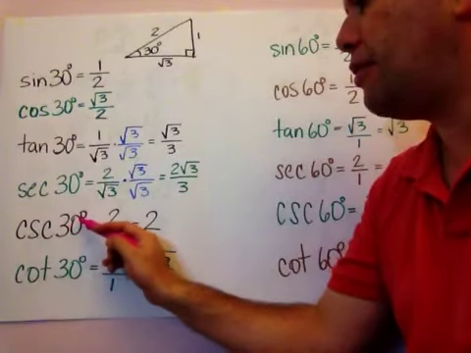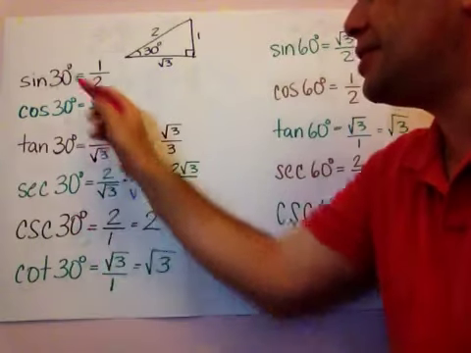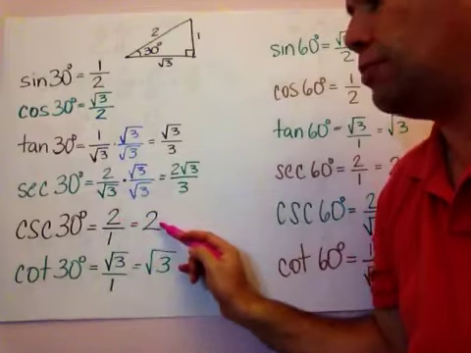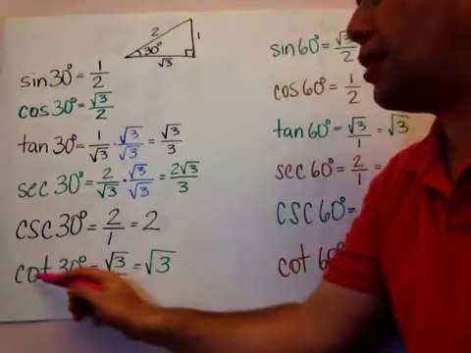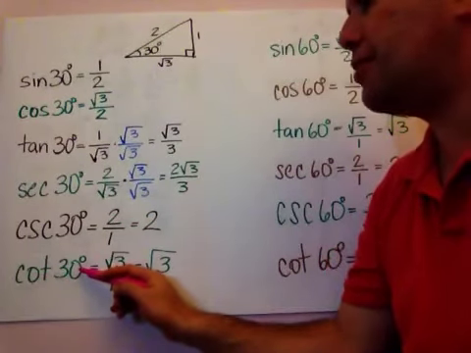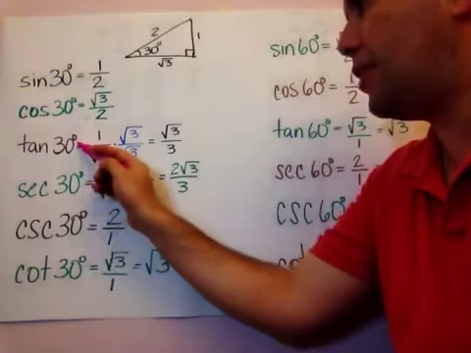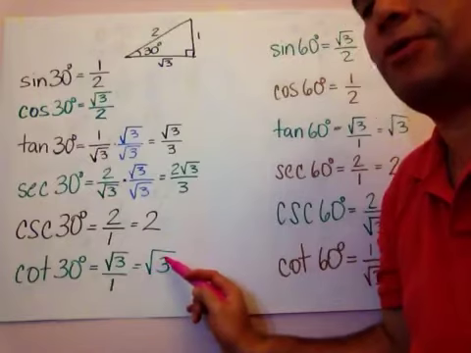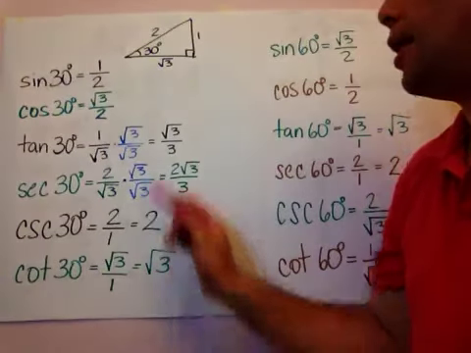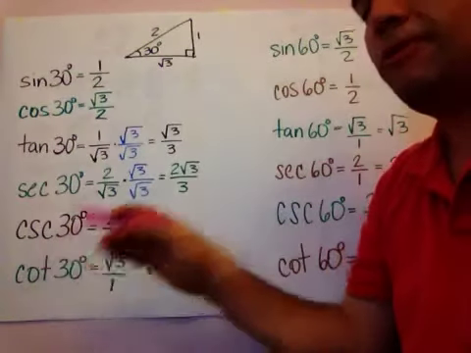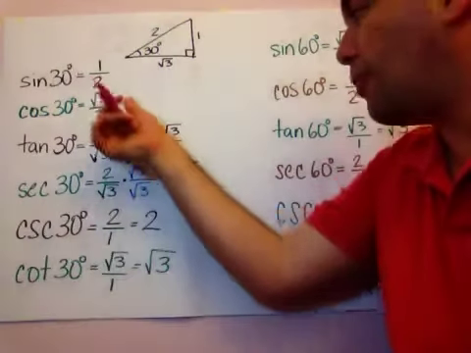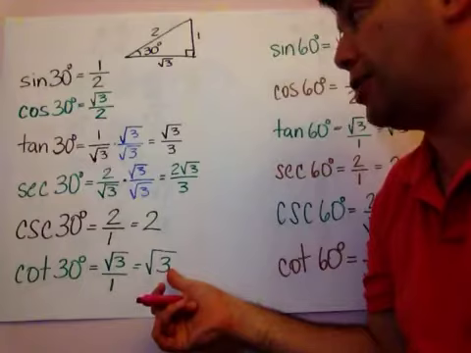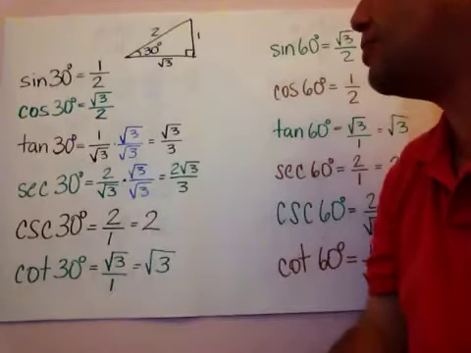Cosecant of 30 degrees is the reciprocal of the sine of 30 degrees, so the reciprocal of 1/2 is 2. And cotangent of 30 degrees is the reciprocal of the tangent of 30 degrees. So we have the square root of 3 over 1, which is simply the square root of 3. Now, 30-degree angle, very common. Basically, you need to learn these 6 trigonometric ratios by heart. These are the exact values.